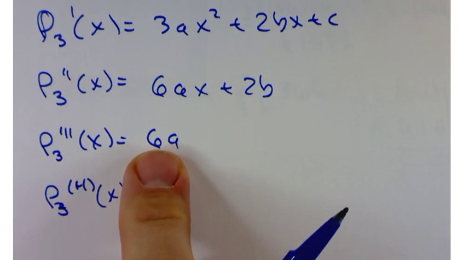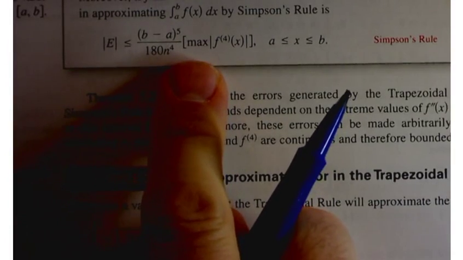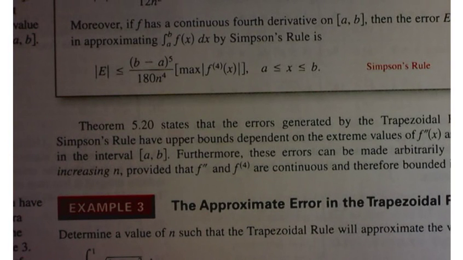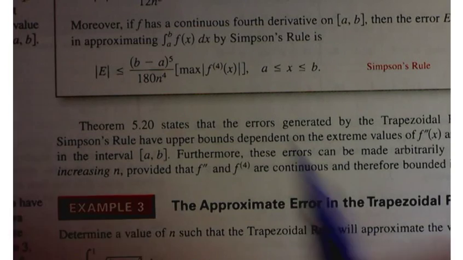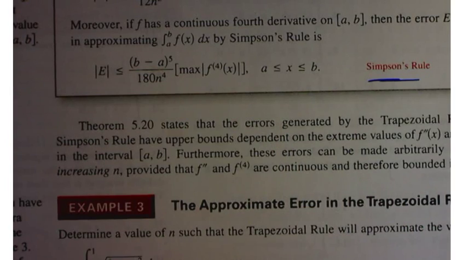And finally, what's the fourth derivative? Well, if this is a constant, what's the derivative of a constant? 0. So basically what this is saying is that if the error term that we're given for Simpson's Rule is correct, then this is perfectly accurate for finding the area underneath a cubic polynomial. Which is strange because Simpson's Rule was created using a quadratic polynomial, but it still integrates perfectly if you're working with cubic polynomials. An interesting little side point about Simpson's Rule.